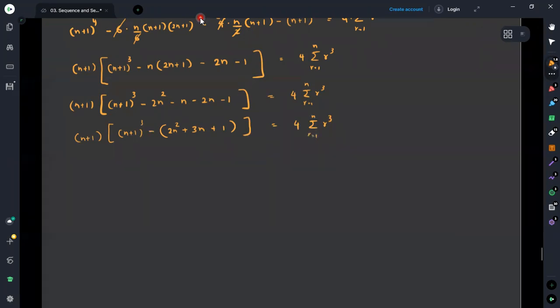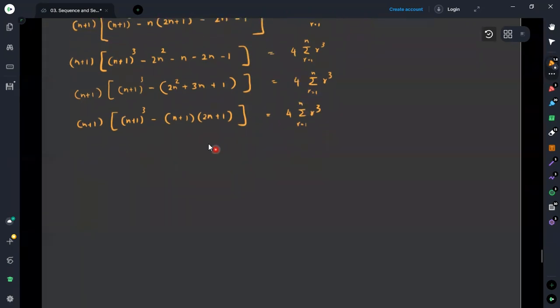Now we can factor out this. Here we can see it is (n plus 1) to the power 3 minus. If you factor out this, then you will get this as (n plus 1) times (2n plus 1). You can check for the multiplication of the brackets. These two quantities will lead us to the expression 2n squared plus 3n plus 1, which equals 4 times the summation of r cubes.